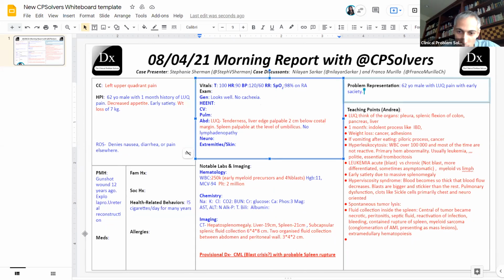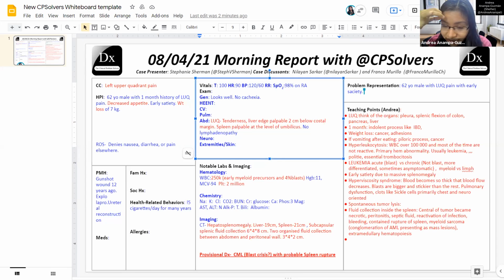Sure. Thank you very much for the case. We started with a patient who had left upper quadrant pain. Franco started thinking about the possible organs in this position, like the pleura and the splenic flexure of the colon. Then we thought about an indolent process, not something like pancreatitis, because that would be acute. We talked about IBD. And very early, when they saw that this elderly patient had weight loss, the discussants brought up the possibility of cancer.